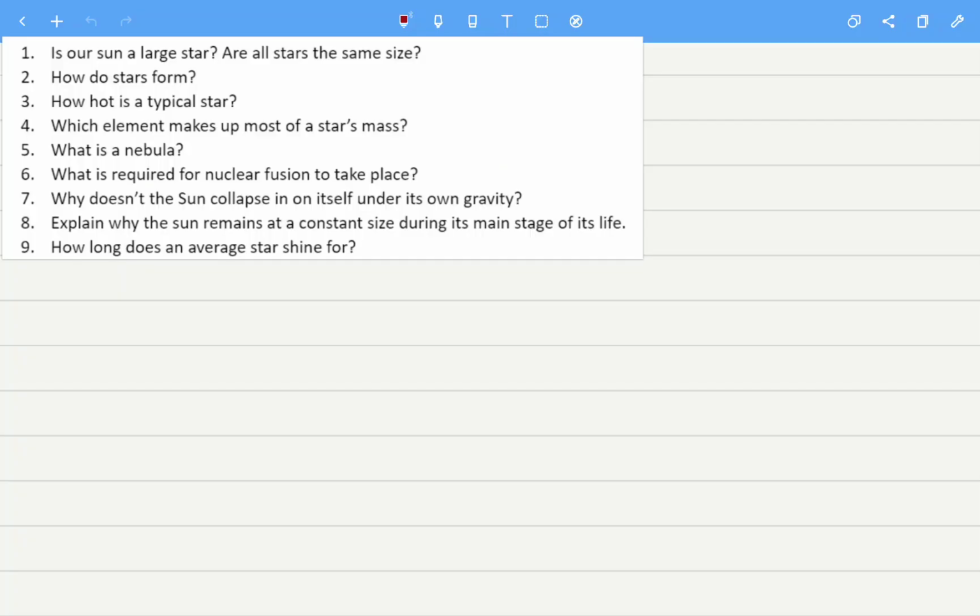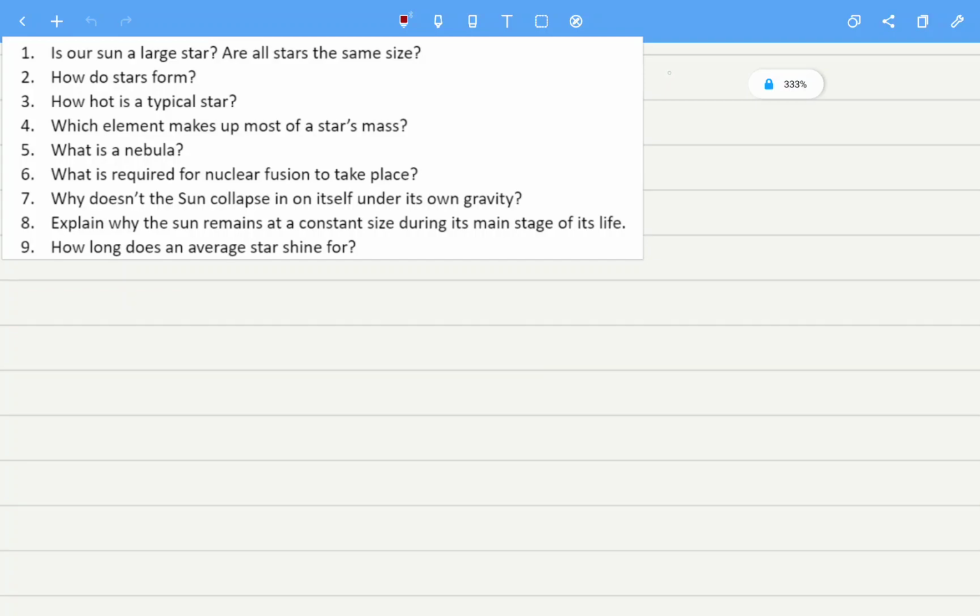Right, so number one. So a lot of these I'll probably do spoken. So is our sun a large star? No, it's pretty average, to be honest. So I'll just say no. Are they all the same size? Definitely not. No.